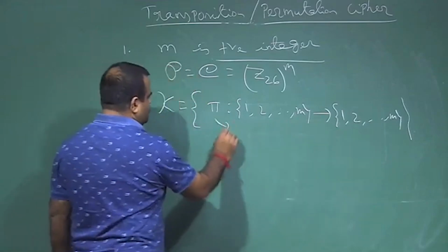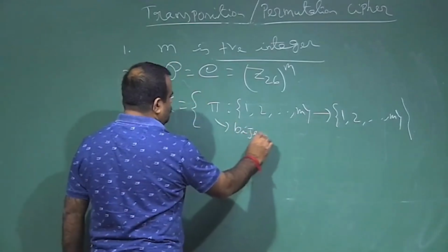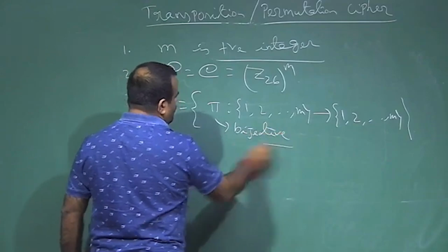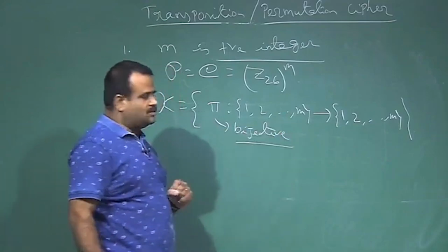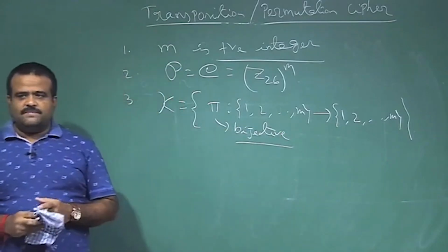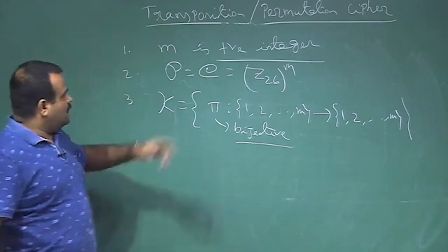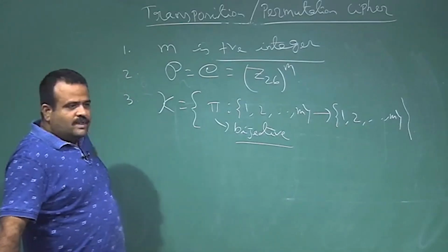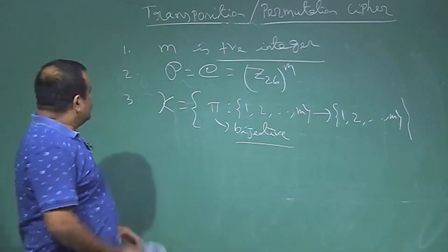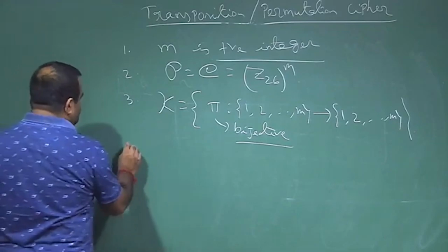So, this is a bijective mapping, basically the set of all permutations. So, how many permutations are there? There are m numbers, so there are basically m factorial permutations. Okay. Now, what is the encryption?